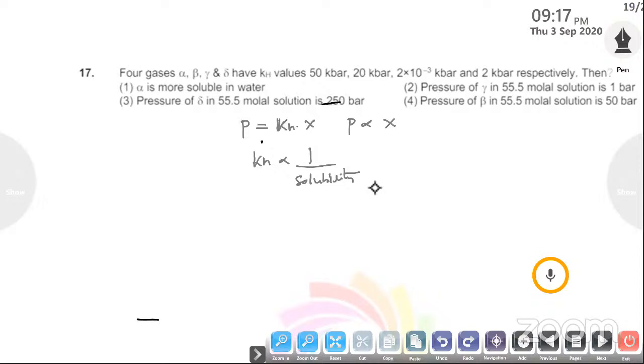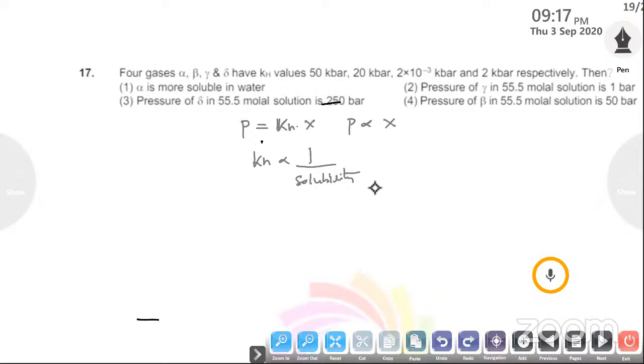So by looking at this relation, we can eliminate this option. Alpha is more soluble in water? No, because it has the highest value. Alpha KH value is the highest among the given values. Therefore, it has the least solubility. Therefore, this is not the answer.